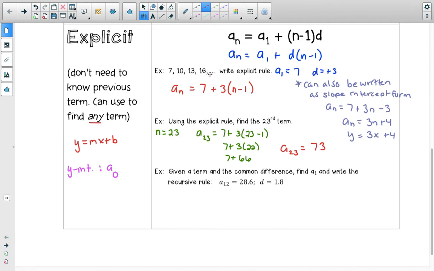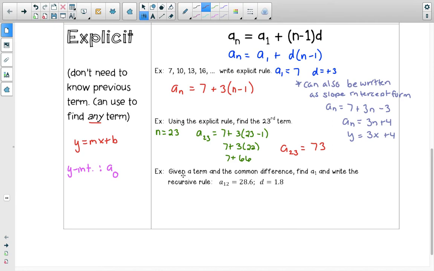So instead of having to add 3 over and over and over again until we got to the 23rd term, we can plug it into the explicit, which is different than the recursive. In order to do the recursive, I would have had to have known the 5th, then the 6th, then the 7th, all the way up until the 22nd, and then I could find my 23rd term.